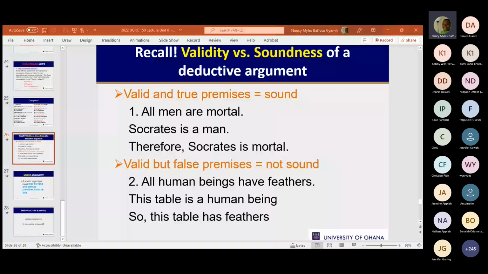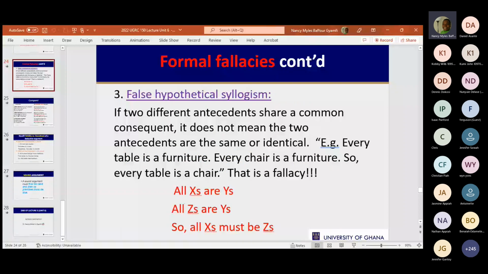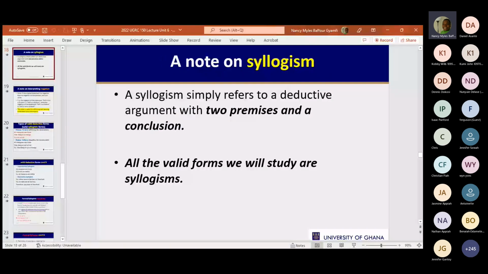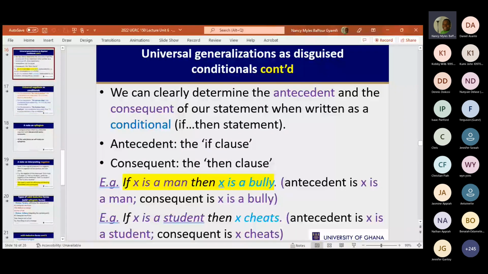Have you gone through your slides? Have you, my friend? Before I start pouring fire on you, because they are there. Look at how comprehensive the slides I gave you are, and yet by grace they are not too many, so that you don't have to do too much. Look on your screen now. My friend who asked me the question, you can clearly determine the antecedent and the consequent of a statement when written as a conditional if-then statement. Sister read it last week.